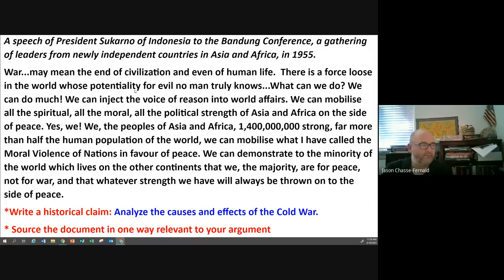1,400,000,000 strong, far more than half the human population of the world. We can mobilize what I have called the moral violence of nations in favor of peace. We can demonstrate to the minority of the world which lives on the other continents that we, the majority, are for peace, not for war. And that whatever strength we have will always be thrown onto the side of peace.